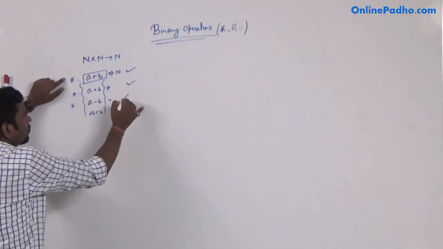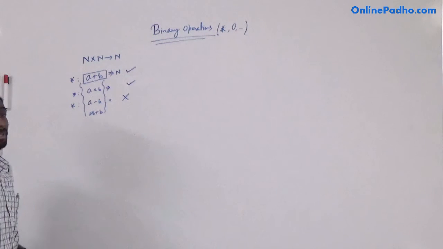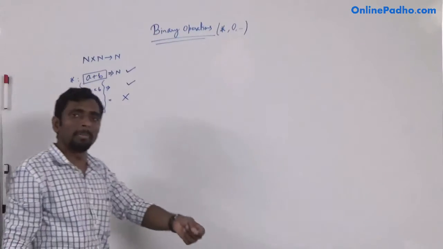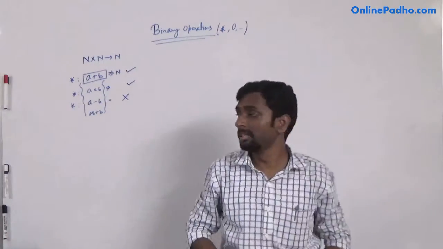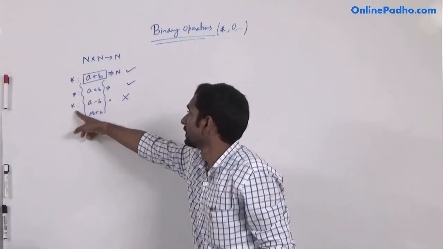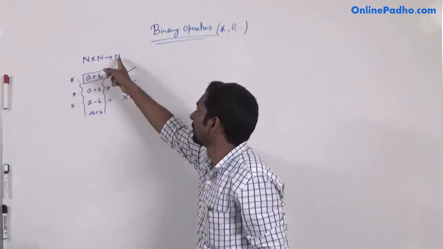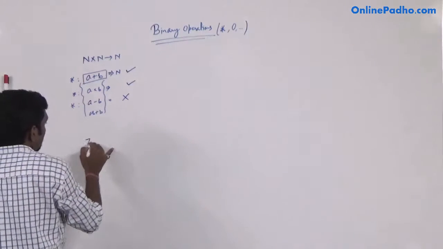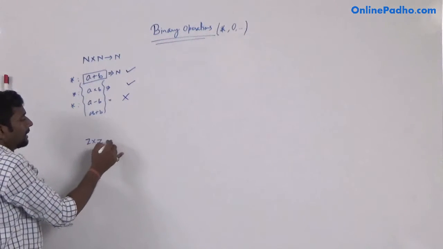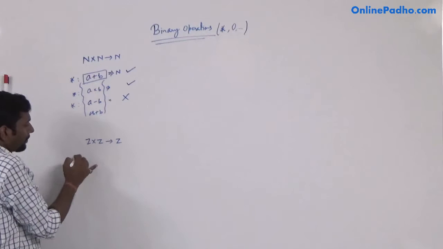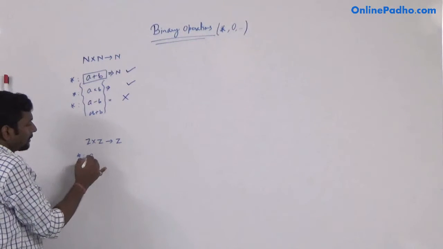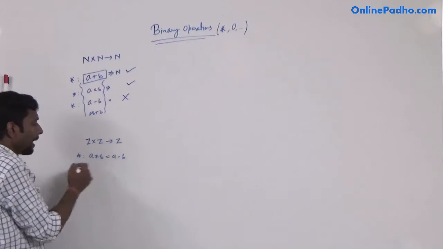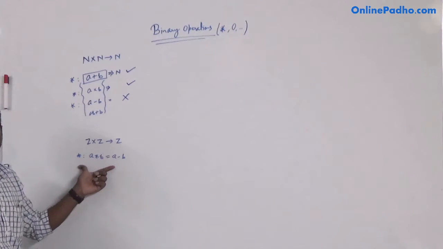No. Because the difference of two natural numbers may or may not be a natural number. So this is not a binary operation in natural number times natural number tends to natural number. But if we have integers times integers tends to integers, then a star b is equal to a minus b. Is it binary? Yes. Now it is a binary operation.